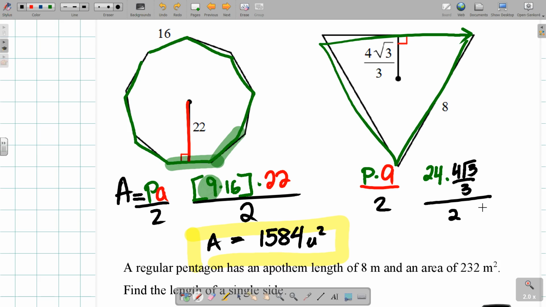Now, that might bother you a bit unless you simplify. This 3 can go into the 24 8 times. I'm going to take the 2 into the 4 twice. And my area is going to be 16 root 3 units squared.